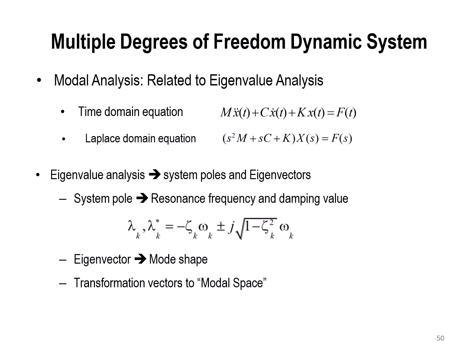The eigenvalue analysis gives system poles and eigenvectors. For the system poles, we have the resonance frequency and the damping value, given by the following equation. The eigenvector is a modal shape, a transformation factor to a modal space.